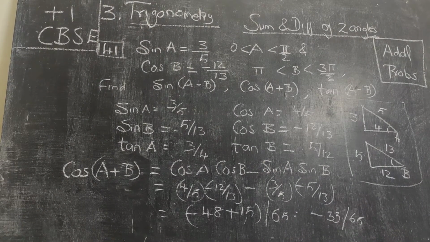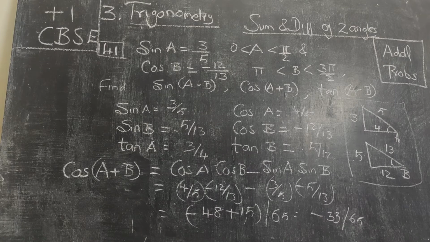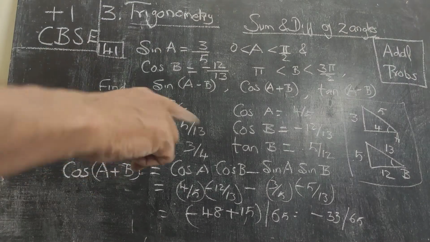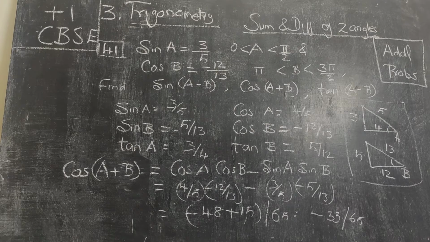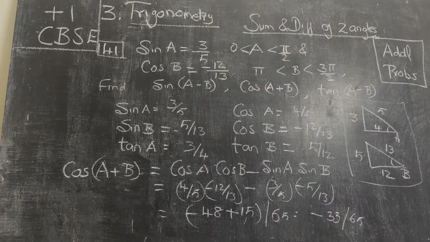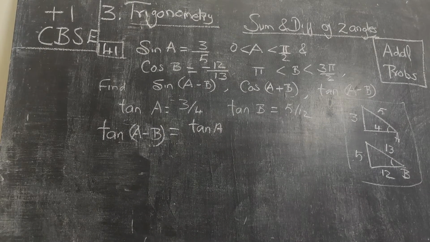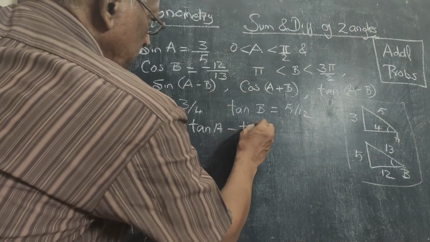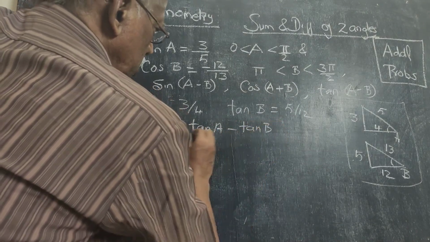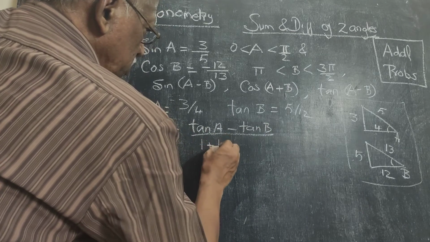So check the figures whether we have substituted properly. Cos A cos B, 4 by 5 and minus 12 by 13, minus sin A sin B, 3 by 5 and minus 5 by 13, minus into minus plus, and 4 into 12, minus 48 plus 15 by 65. So we got the answer minus 33 by 65. It's correct. Now I have to go for tan of A minus B. Tan of A minus B is tan A minus tan B by 1 plus tan A tan B.